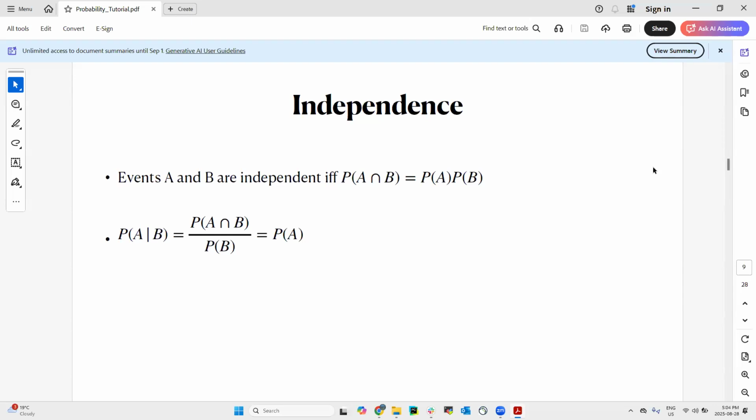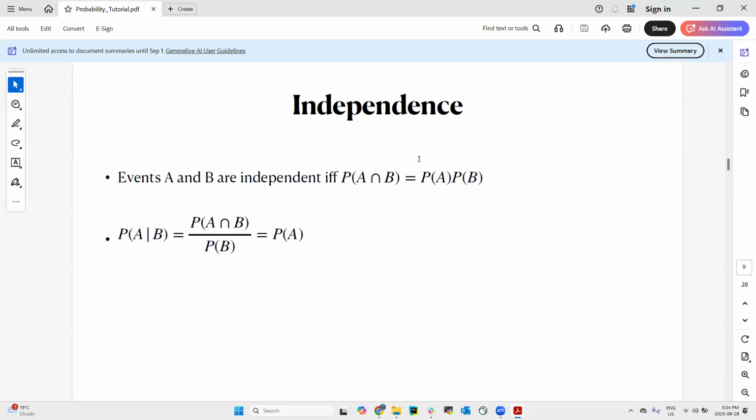So just have that in mind. Now we have another concept between two different variables, which is called the independence of variables. So when two variables, A and B, are independent, the joint probability of A and B is equal to P of A times P of B.